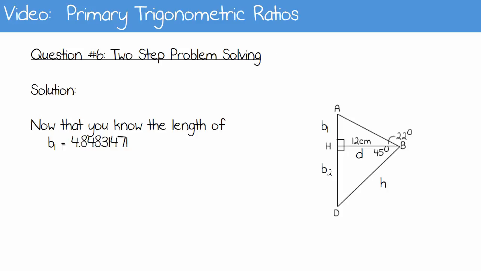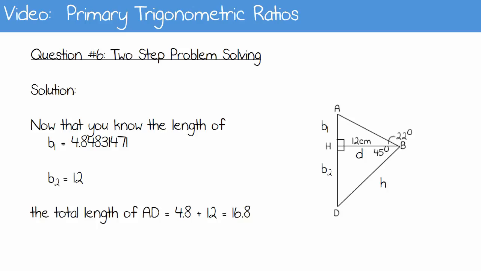Now that you know the length of B1 to be 4.84831471 and B2 to be 12, the total length of AD is equal to 4.8 rounded to 1 decimal place plus 12, which would be 16.8. Correct to 1 decimal place.